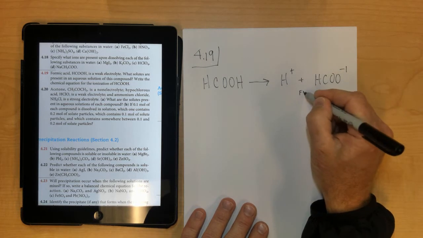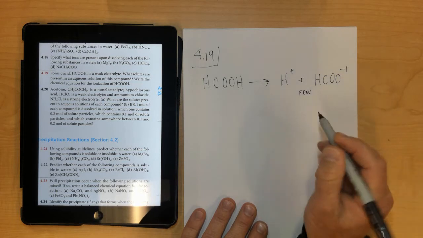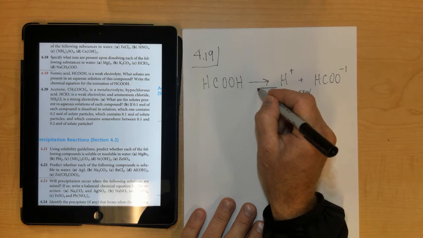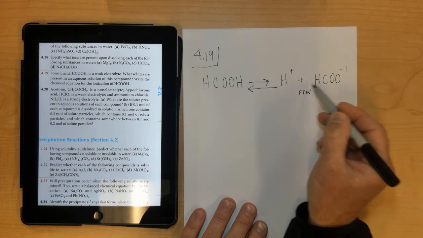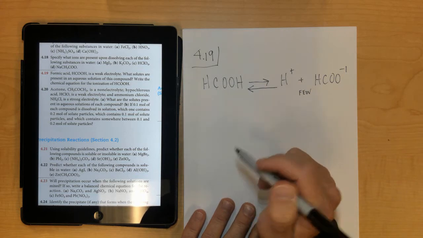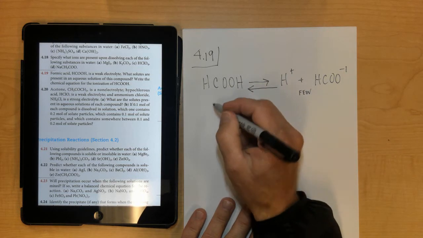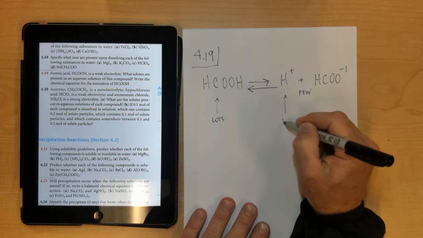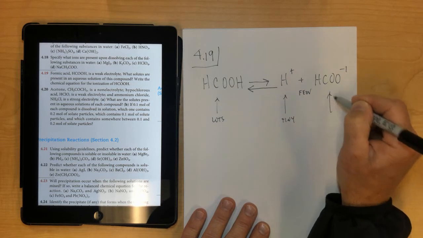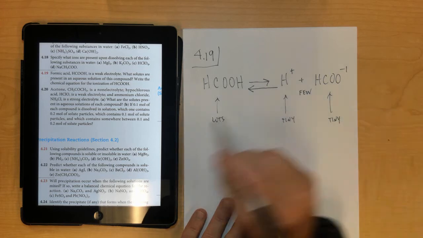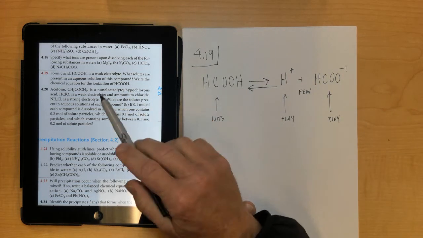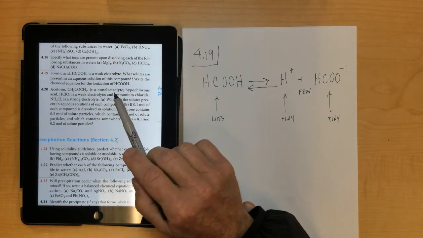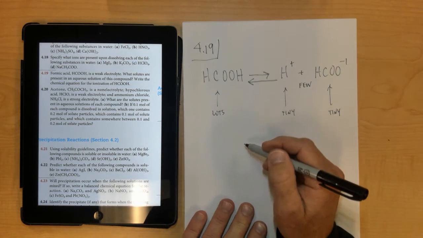But remember there'll only be very few of these, and so to indicate that we'd actually use a double arrow like this, to indicate most of them go back this direction. So in a solution we'd have lots and lots of these, a tiny amount of these, and also a tiny amount of these. Those would be the ions or solutes that are present in the aqueous solution.